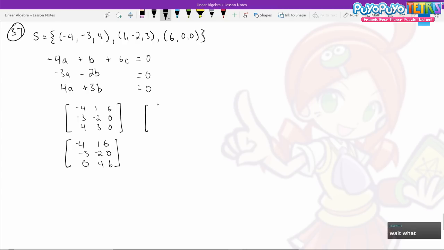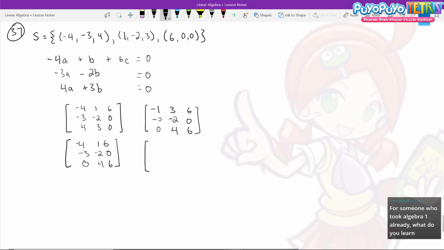Wait. Let me swap these rows. Wait a second, no. Subtract the second row from the first row, right? So 1 plus 2 is 3. Sorry, I'm really bad at this. I'm being really slow.